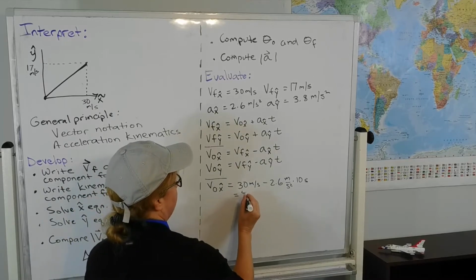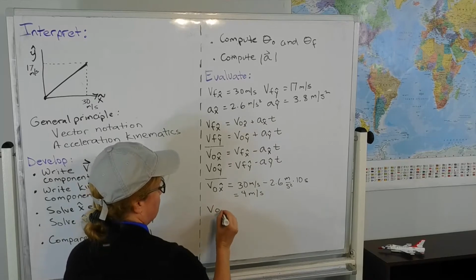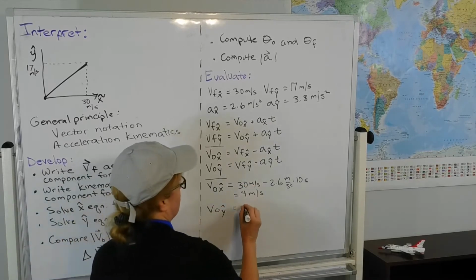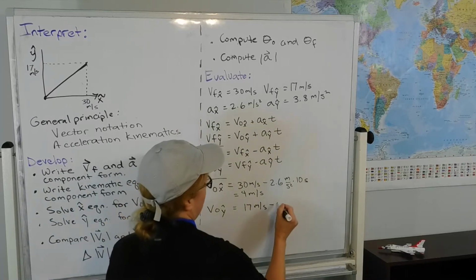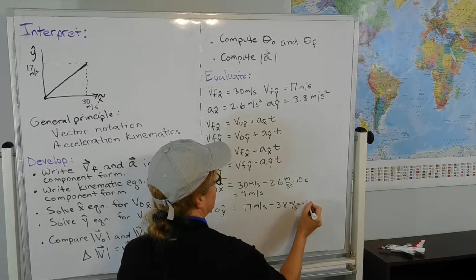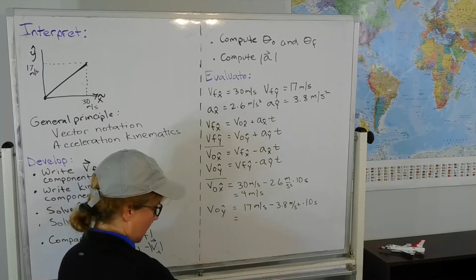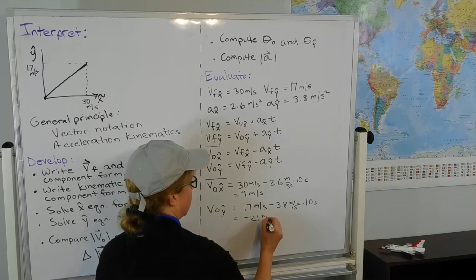And similarly, the initial velocity in the y direction is going to be equal to 17 meters per second minus 3.8 meters per second squared times 10 seconds. The time is the same for both of those, and we compute that to be negative 21 meters per second.